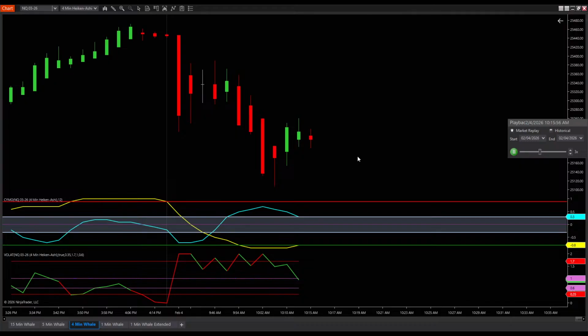What is a cycle indicator in TradingView called? It's not available on TradingView.